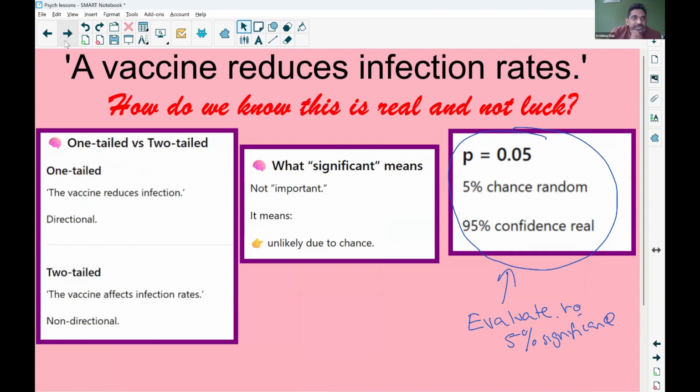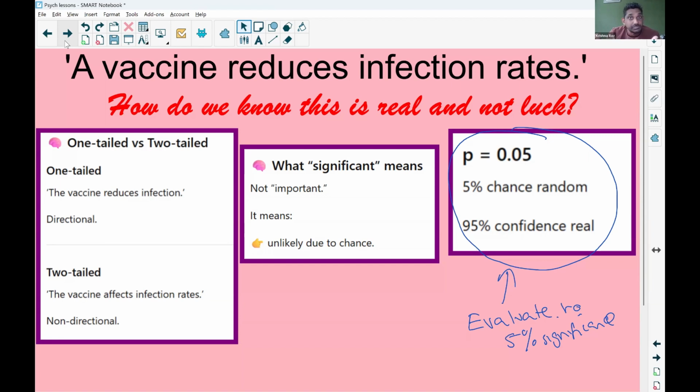One-tailed versus two-tailed. So that depends on how specific the statement is. So the vaccine reduces infection. That is one tail because it's saying clearly we're trying to reduce infection. If it had said the vaccine affects infection rates, that doesn't say whether it's affecting it for the better or the worse.